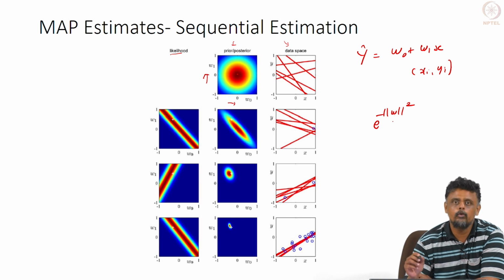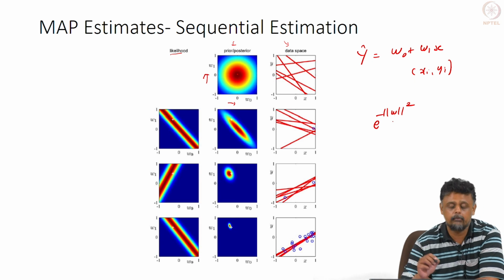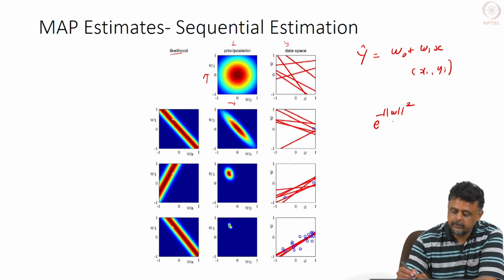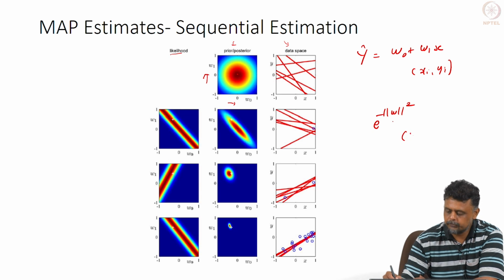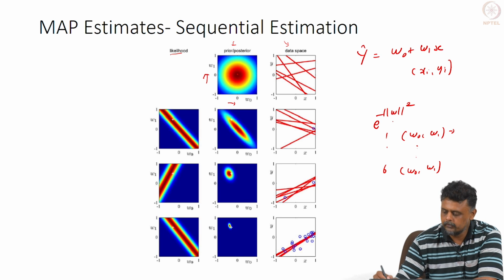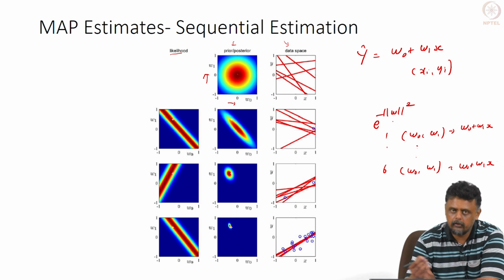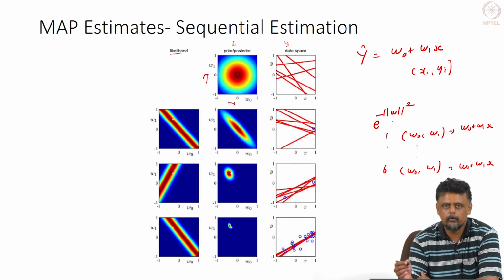From that prior you draw 6 samples, and the red lines here correspond to the 6 samples. So, you will draw 6 pairs of W0, W1, 1 through 6, and for each one of them you can calculate W0 plus W1 x. For your training data x, or for any arbitrary values of x, you can calculate.